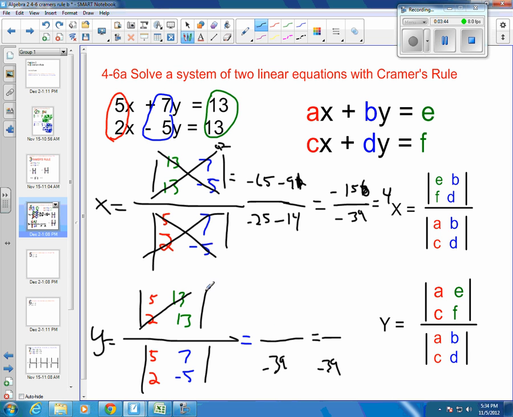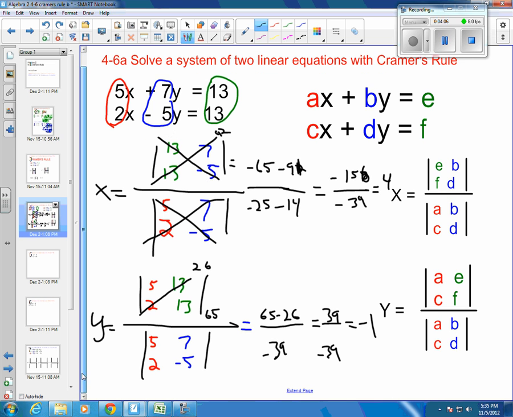So then the top's 2 times 13 is a 26. And 5 times 13 is a 65. And so it's going to be 65 minus 26. And 65 minus 26 is 39, so it's positive 39 over negative 39, so it's a negative 1. And our solution is a point. Remember this, when you have two equations with two unknowns, we're talking about two lines being graphed. And so our solution is the point 4, negative 1. That's where those two lines cross.